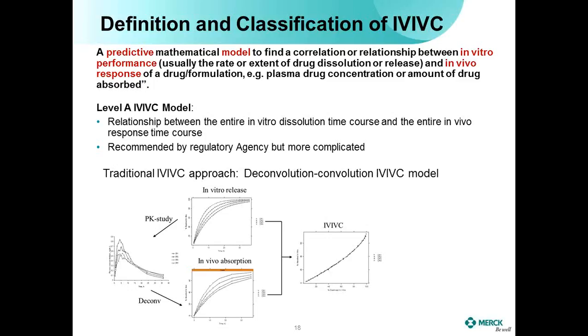The level A IVIVC model actually describes the relationship between the entire in vitro dissolution time course and the entire in vivo response time course, which, because it can include the entire dissolution profile and the entire response time course as the PK profile. The level A IVIVC is basically recommended by the regulatory agency, but also it's pretty complicated because you have to match the whole entire profile. So there are several ways we can do an IVIVC model.